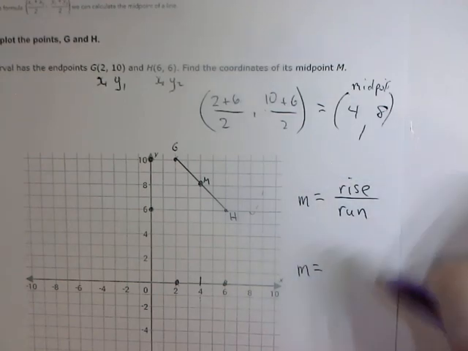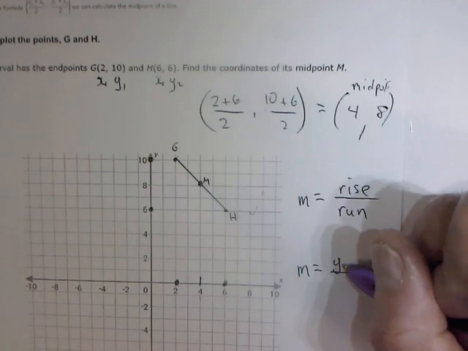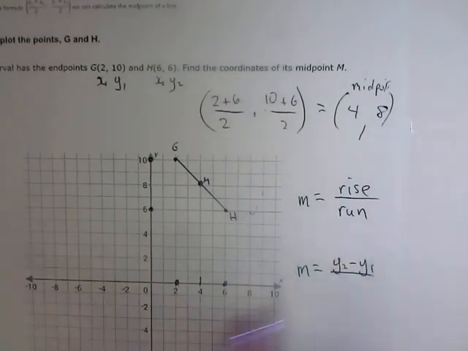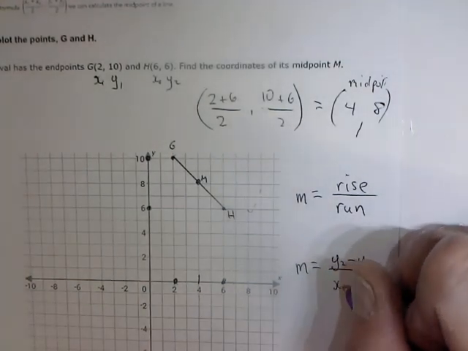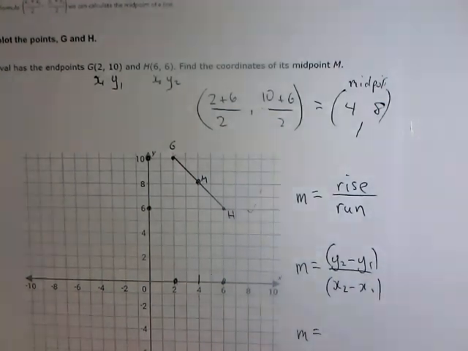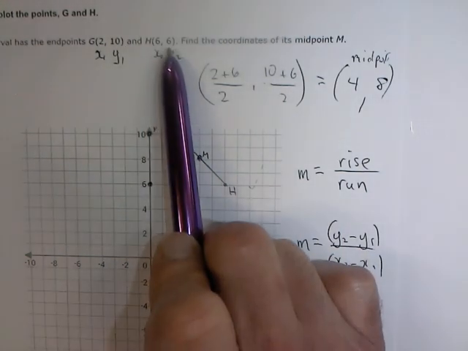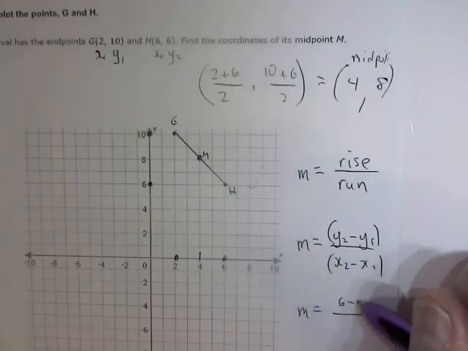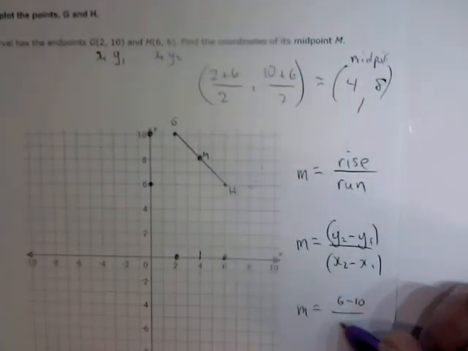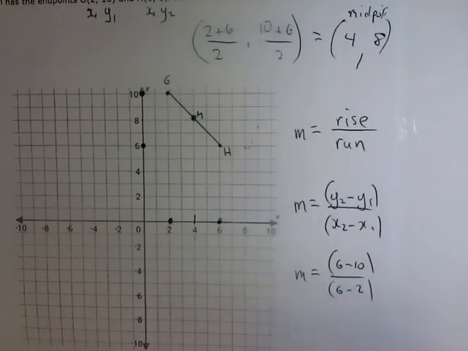Now, if you want the formula, since the rise is the up and down, that's the y-axis. You'll take y sub 2 minus y sub 1, or y2 minus y1. And the run is the right to left. You'll do x2 minus x1, okay? Now let's have a look and see what that gives us for this one. We want y2 minus y1, 6 minus 10, over x2 minus x1, 6 minus 2. All right? You're going to be given all these formulas, so there is no need to memorize them.